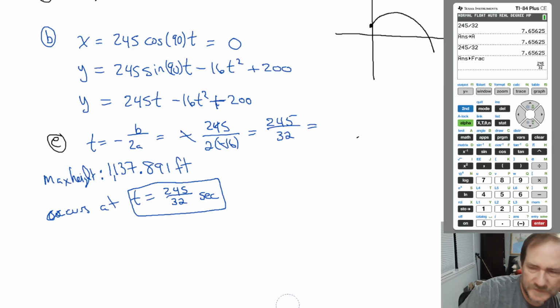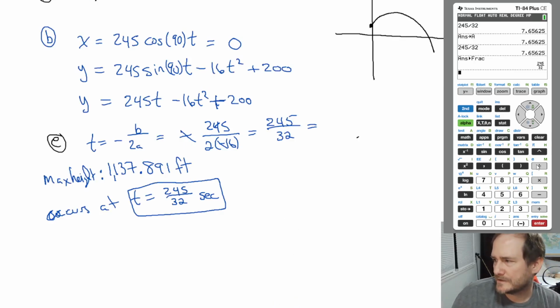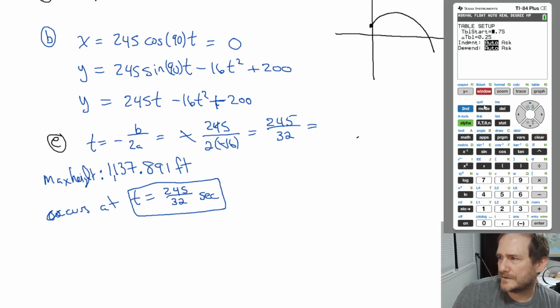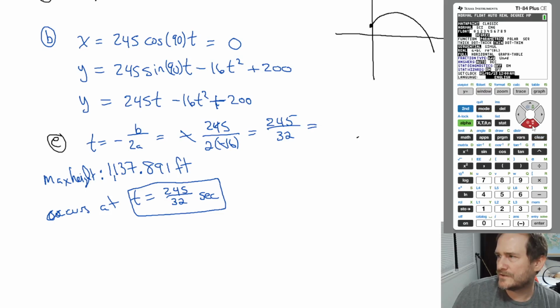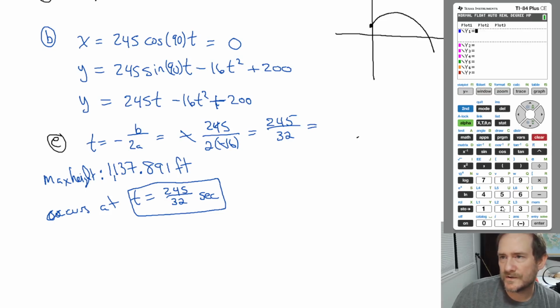And I don't feel like doing quadratic formula. We certainly talked about that. So what we should do is go back to function mode and just enter a rectangular equation for y, which is still 245t minus 16t squared plus 200.